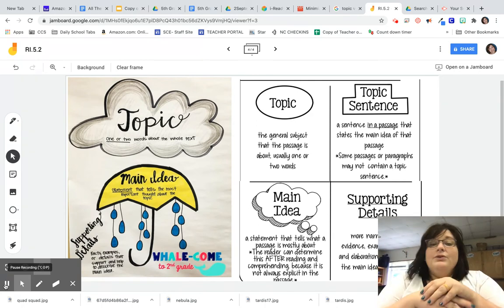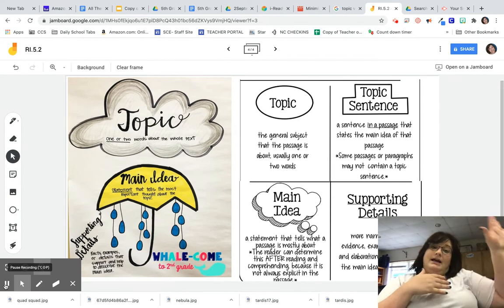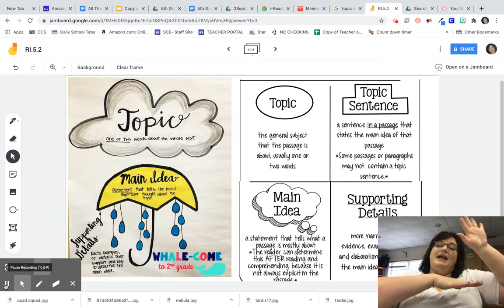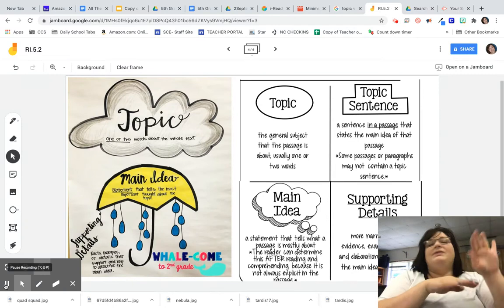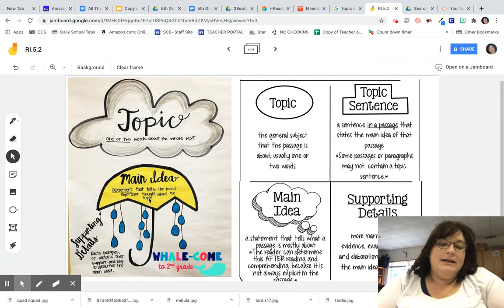So if you look below, you see the main idea umbrella. Obviously, they're related. You have a thundercloud with topic, and then you have a main idea umbrella. They're related, but they're not the same. So if you look at the main idea umbrella, it says a statement that tells the most important thought about the subject, about the text. All right. And down below it, you see these supporting details.